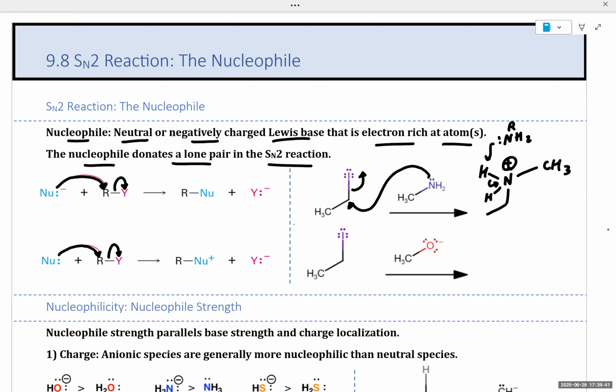Looking at this next case, we have a charged nucleophile, but it's the same mechanism for SN2. You attack the carbon, the leaving group leaves, and in turn, we form a new bond between a carbon and our nucleophile. This is an example of a named reaction known as the Williamson ether synthesis.